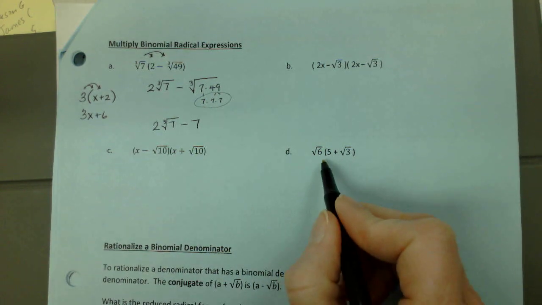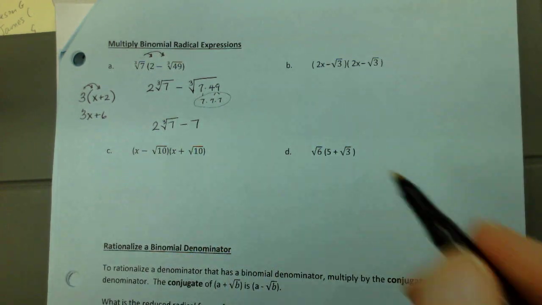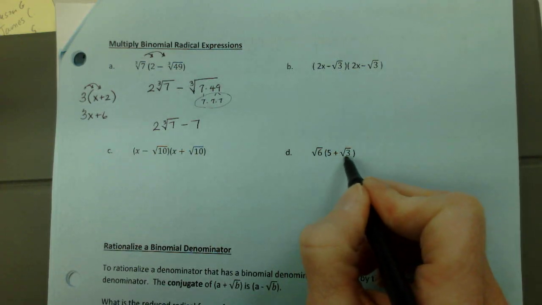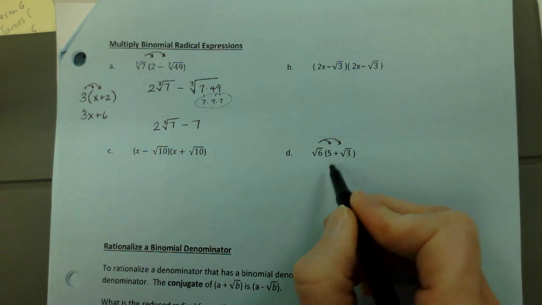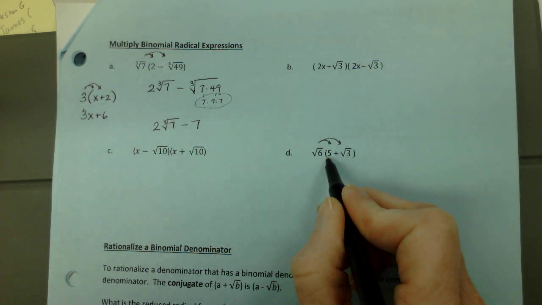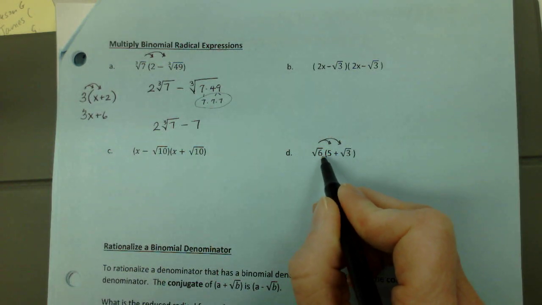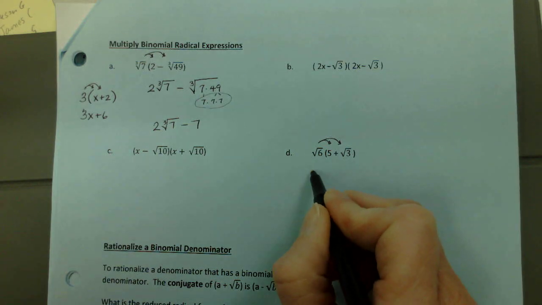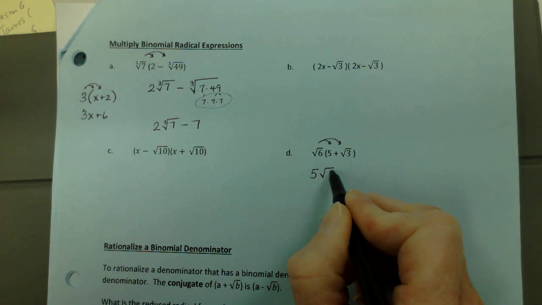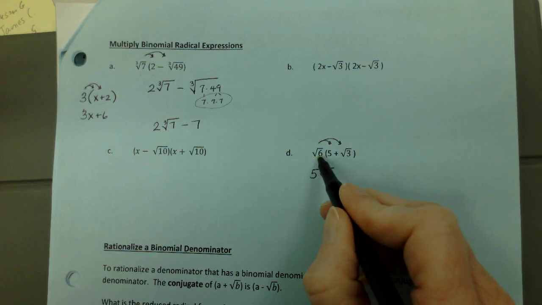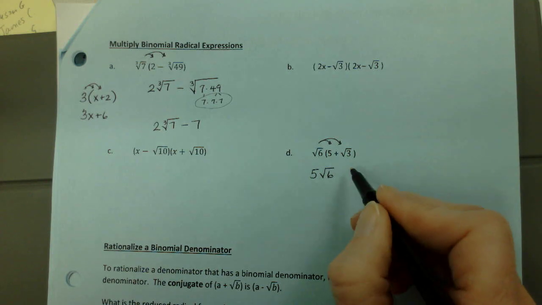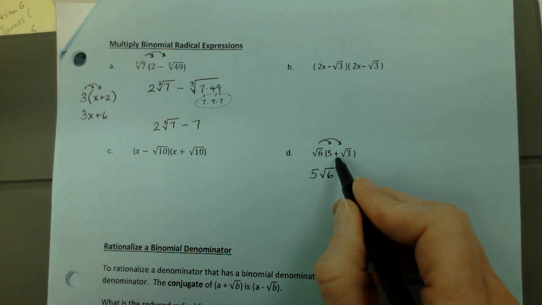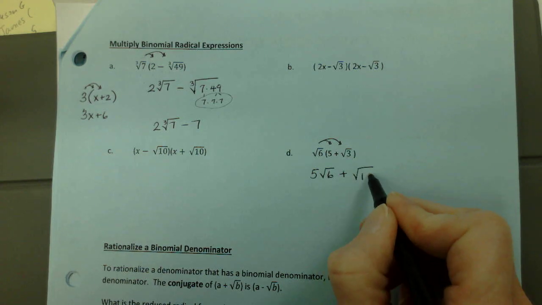Okay, I'm going to slide down here to B because it's very similar to A. We have a monomial term out here and we have a binomial in parentheses. So we are going to distribute. So I would get square root of 6 times 5. 5 is not under a radical, so I can't multiply the 6 times the 5. So I'm just going to write this as 5 square root of 6. And then I'm going to take the square root of 6 times the square root of 3. Now both of these are under the radical, so we can multiply those and say plus. It's going to be positive because that's a positive times a positive. So it would be plus the square root of 18.